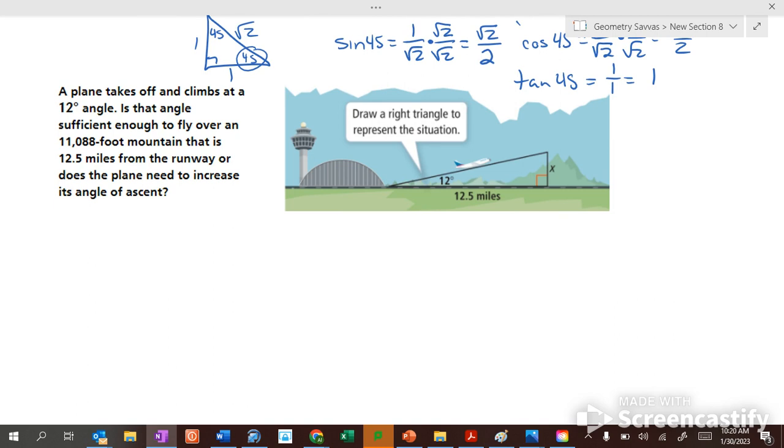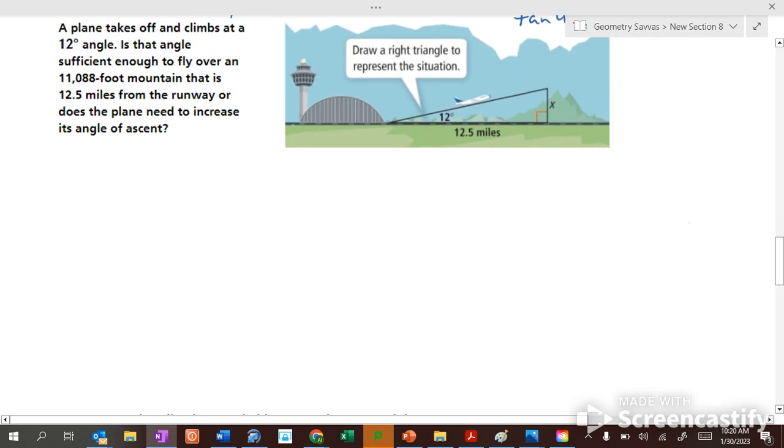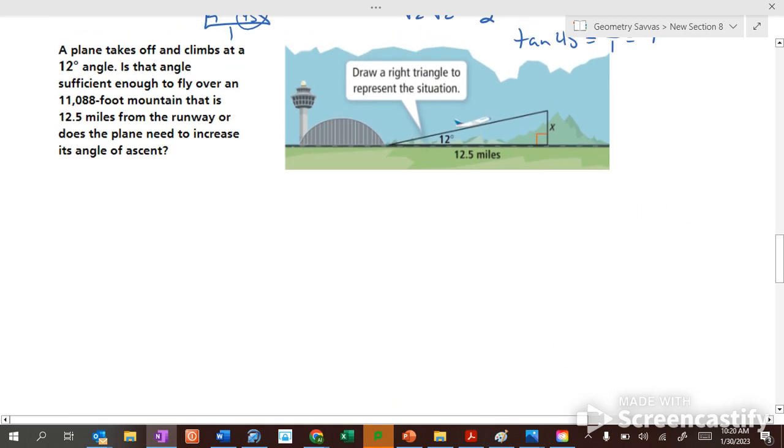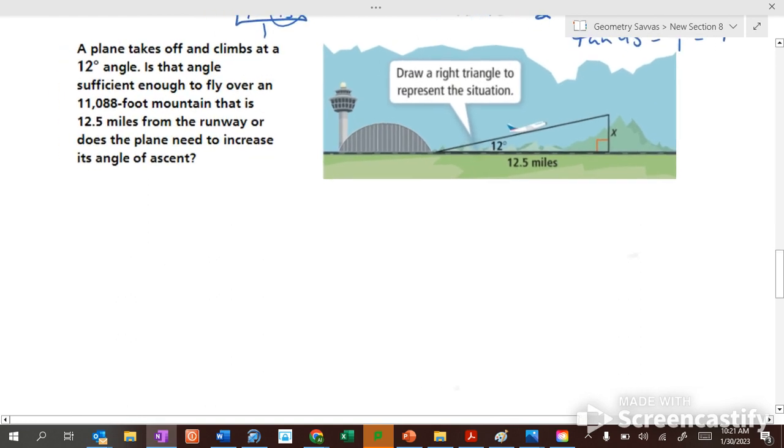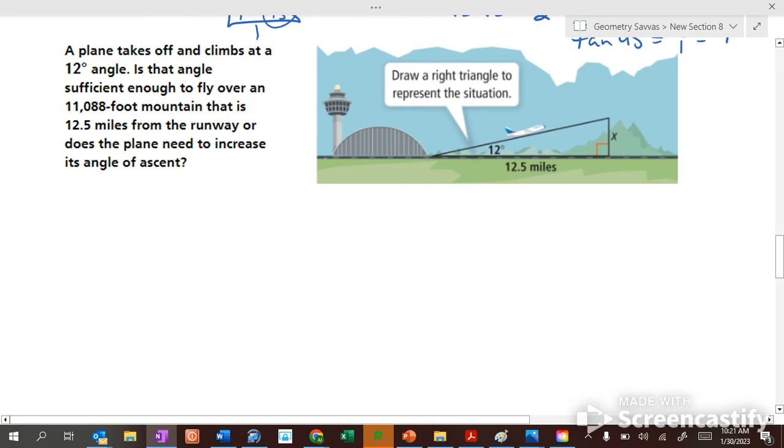Now, this is a real-life, real-world problem because you want to be on a plane that actually clears the mountain instead of crashing into the mountain. So, you got to know your trig for this. So, let's figure it out. This is opposite. This is adjacent. Opposite and adjacent is what trig function?